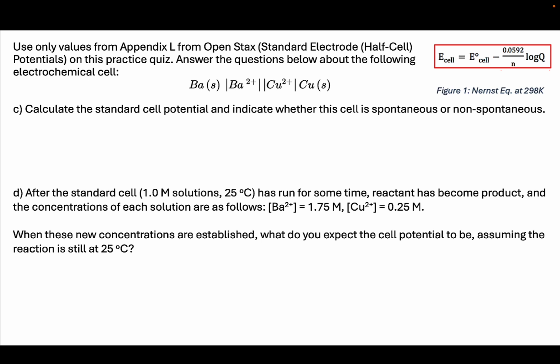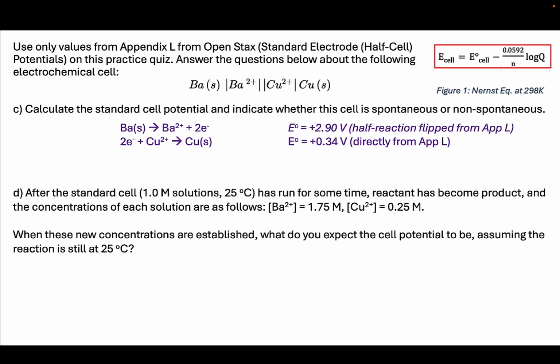Okay, so now we want to calculate the standard cell potential and indicate whether it's spontaneous or non-spontaneous. We have our barium reaction right from this shorthand. Barium goes to barium-2 plus 2 electrons. Note that this is an oxidation, so the value we take for the corresponding reduction off of Appendix L, we're going to flip the sign of that, because this is actually the reverse of that reduction reaction that appears on the table. The copper reduction is exactly as it appears on the table, and so we just take that half reaction and half cell potential directly from Appendix L.